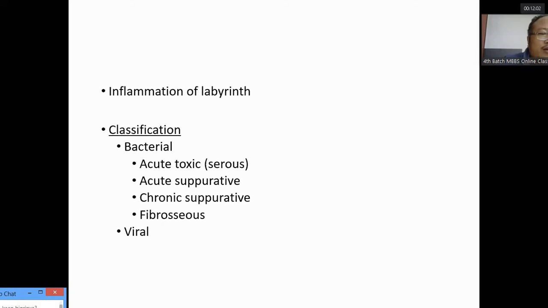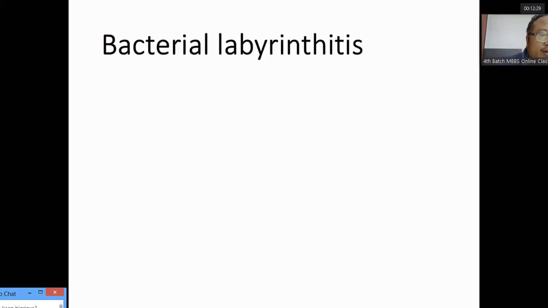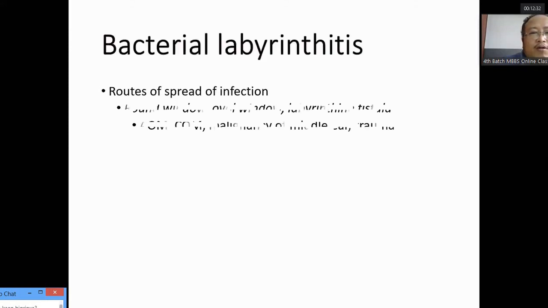Okay, now let's go through the slides a bit faster. There is an infection and inflammation of the labyrinth. It can be simply divided into bacterial and viral. In the bacterial, there is acute toxic, acute suppurative, chronic suppurative, and fibrosis. In the serous type, the labyrinth can recover to the normal level. But in chronic suppurative and fibrosis, permanent damage may be there. Viral can similarly recover.